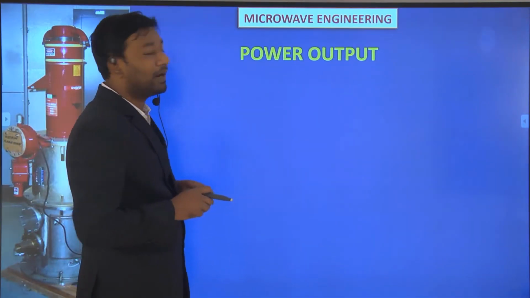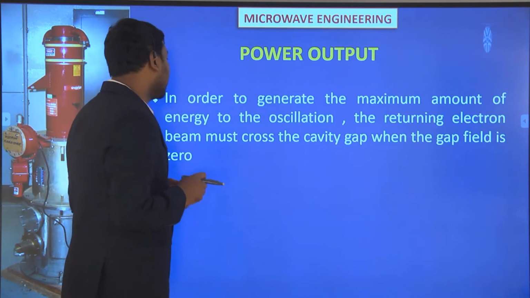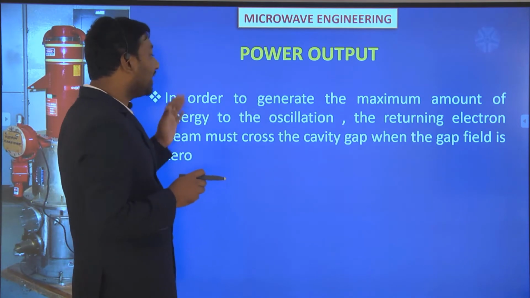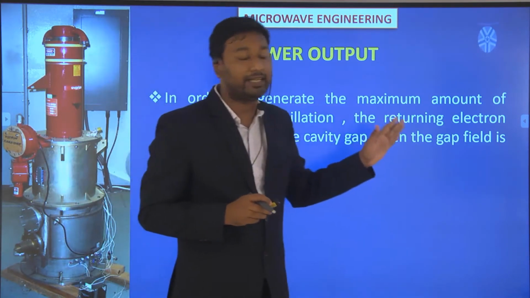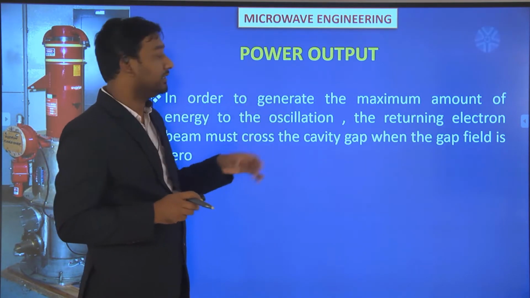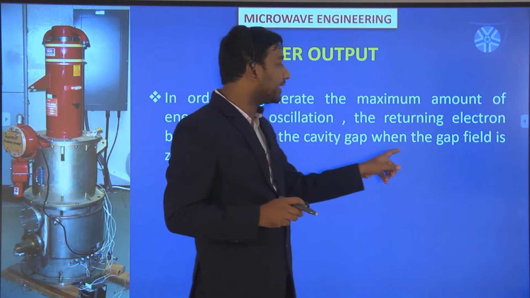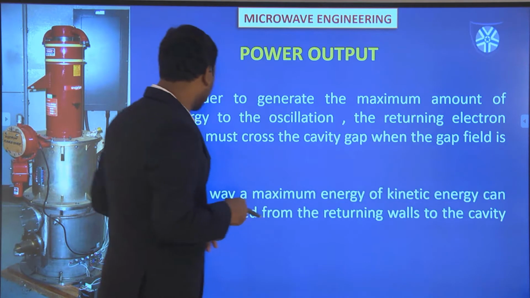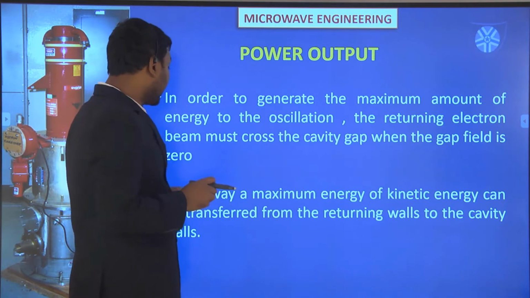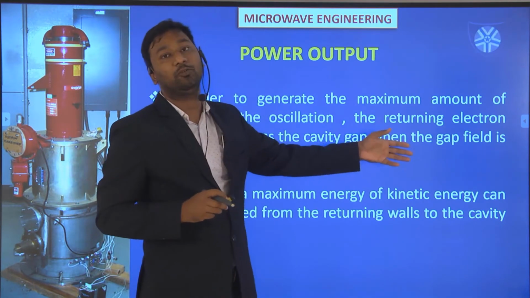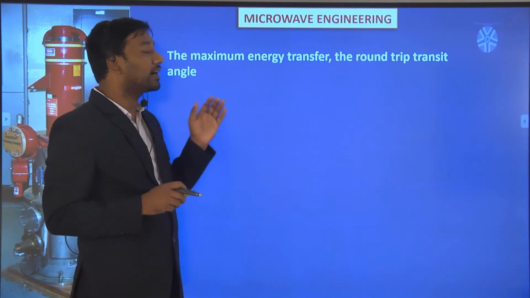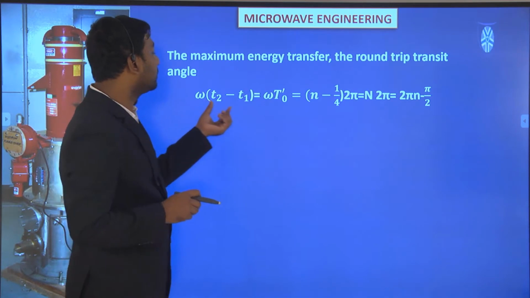Now we will see the power output of the reflex klystron oscillator. In order to generate the maximum amount of energy for the oscillation, the returning electron beam must cross the cavity gap when the gap field is 0. In this way, the maximum kinetic energy can be transferred from the returning electrons to the cavity walls. So we will see the maximum energy transferred, the round trip transit angle omega T2 minus T1.